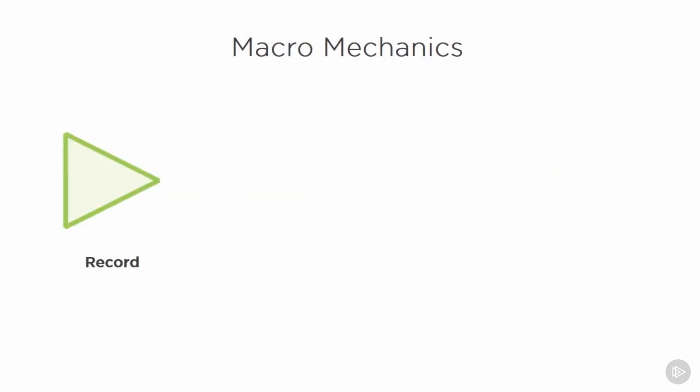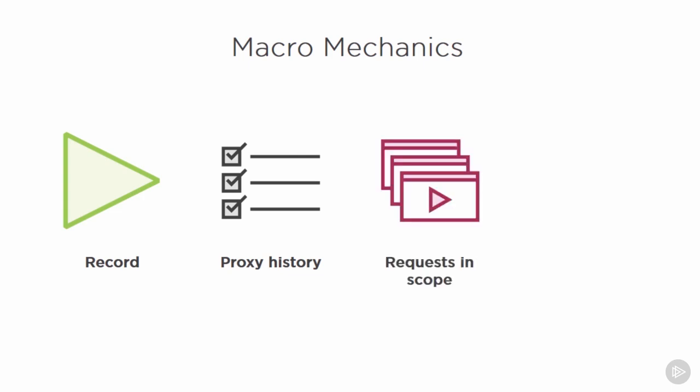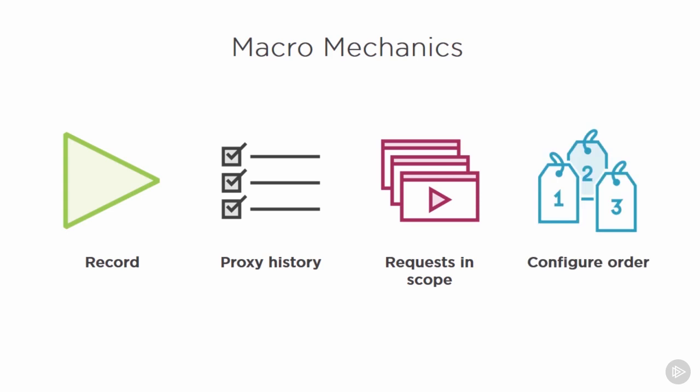Now, when we first begin to record a macro, you're going to be presented with a pop-up that contains all of your proxy history information. From that history table, you're going to have to select the particular request that you want in scope, that is, that you want recorded, in order to determine what gets played in your macro. Once those steps are chosen, you can continue to use the editor to configure the particular order of those steps, as well as other details that we will look at now.